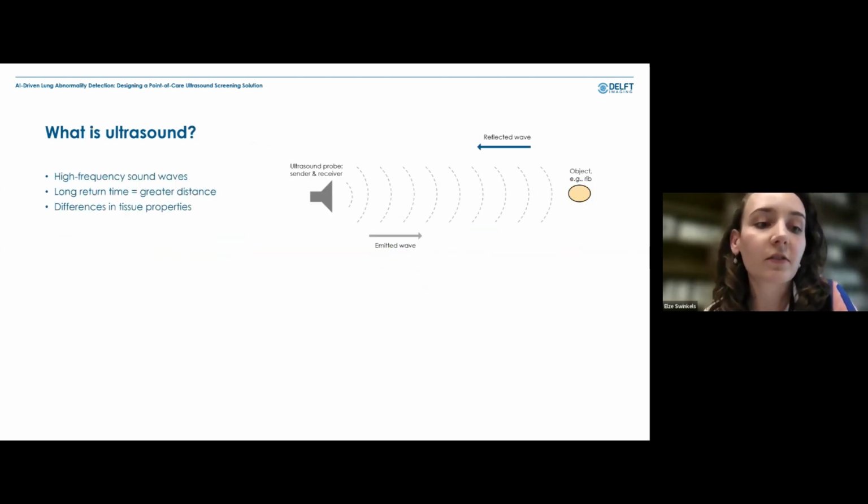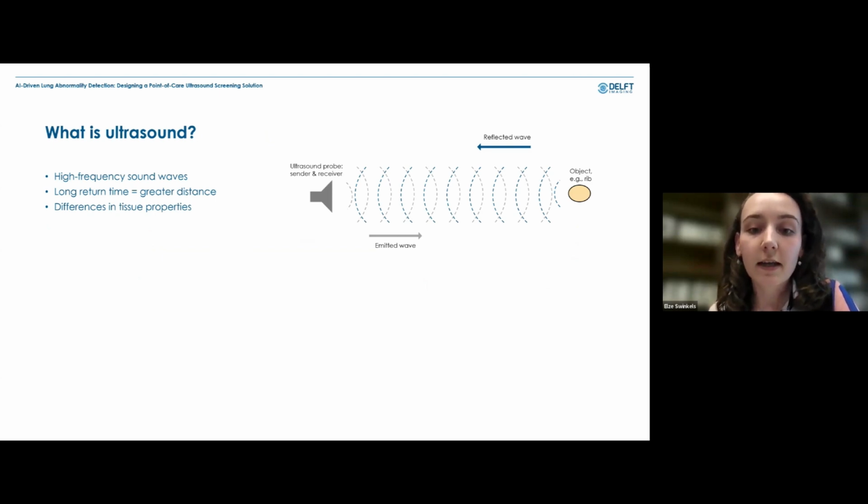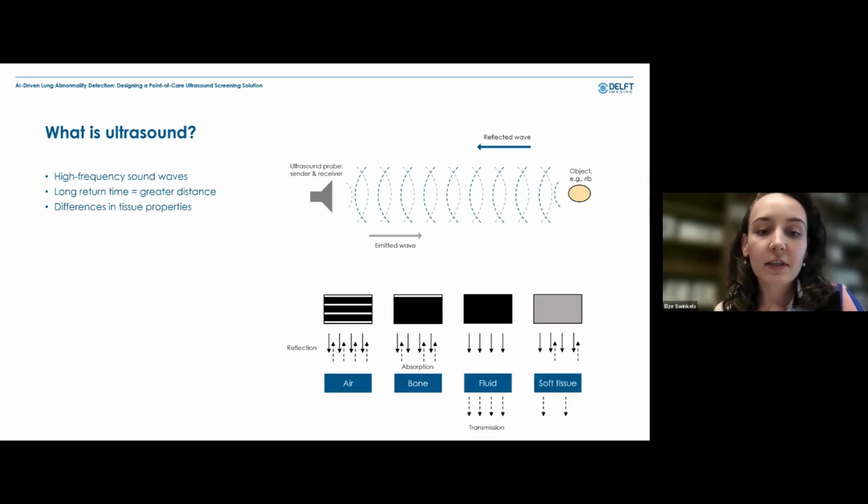Then I would give you some background on what ultrasound exactly is. So ultrasound are very high frequency sound waves, and they could, for example, reflect at any object. So for example, a rib. Then some objects that you would see in lung ultrasound are ribs, so bones, which absorb sound waves. So that's why you would see a large shadow behind a rib. There's also a lot of air, which reflects a lot of those sound waves.